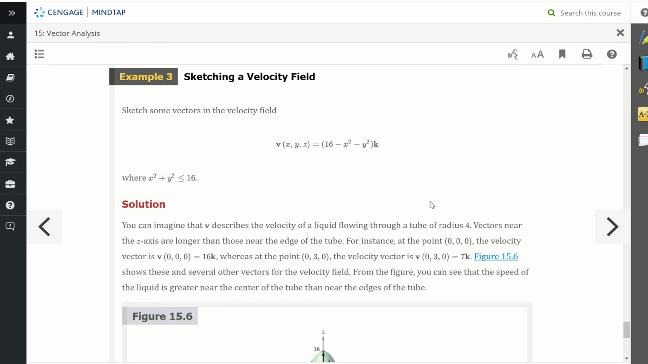Let's take a look at example 3 from 15.1. We're asked to sketch some vectors in the vector field v of x, y, z equals 16 minus x squared minus y squared k, where x squared plus y squared is less than or equal to 16.